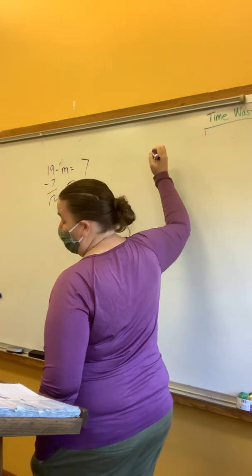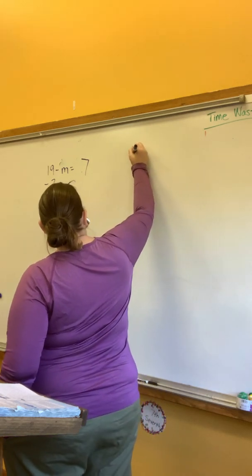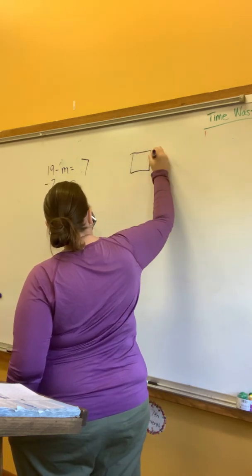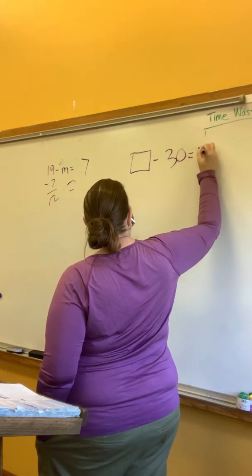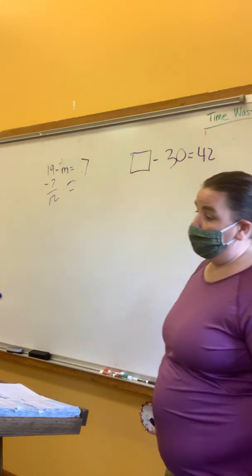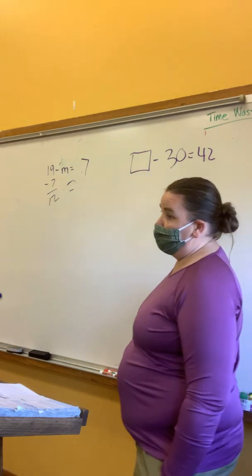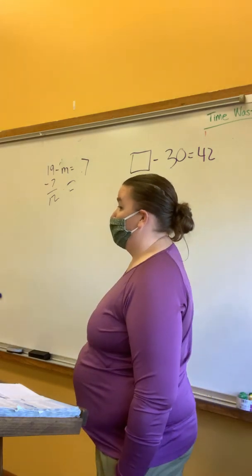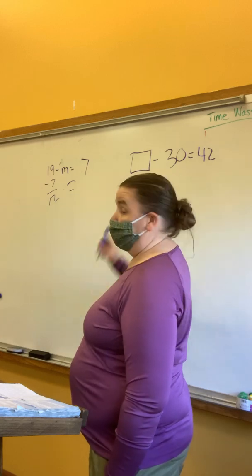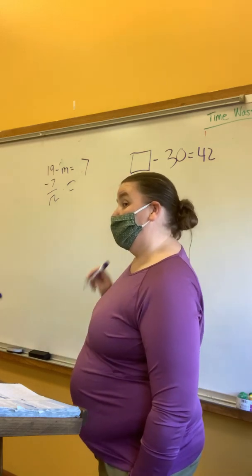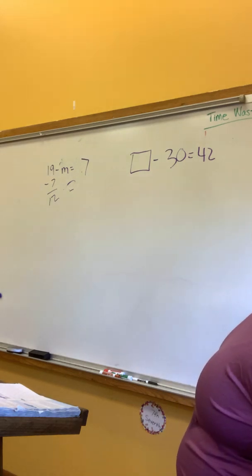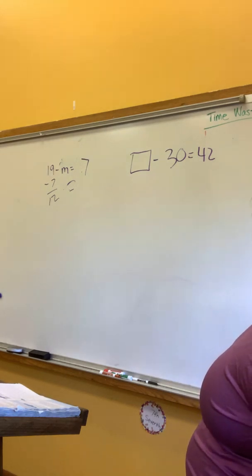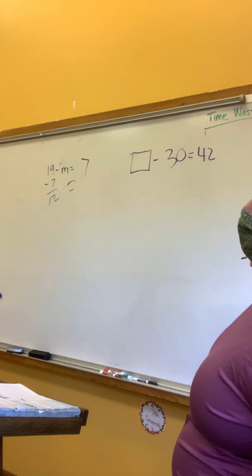What about if they give you a problem like this, where you don't have the first number, but you have the second number? What would you do? This is not 12. 12 minus 30 would be negative something. Negative 18.